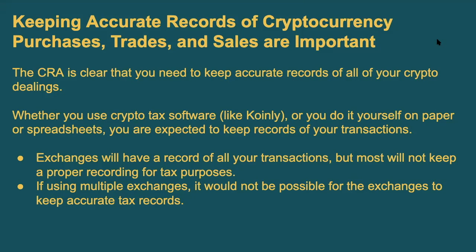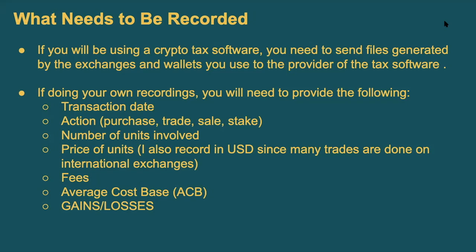Keeping accurate records of cryptocurrency purchases, trades, and sales is important. The CRA is clear that you need to keep accurate records of all your cryptocurrency dealings. Whether you use crypto tax software or you do it yourself on paper or spreadsheets, you are expected to keep records of your transactions. Exchanges will have a record of all your transactions, but most will not keep a proper recording for tax purposes. If using multiple exchanges, it would not be possible for the exchanges to keep accurate tax records. Some important things need to be recorded for tax purposes.